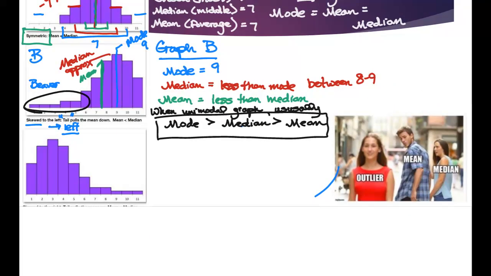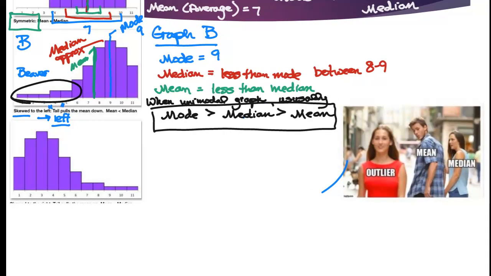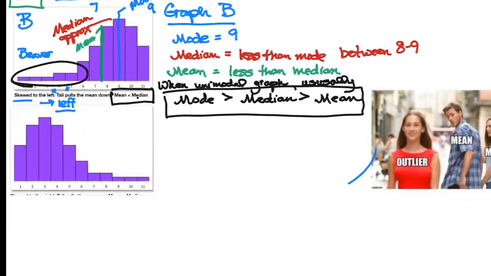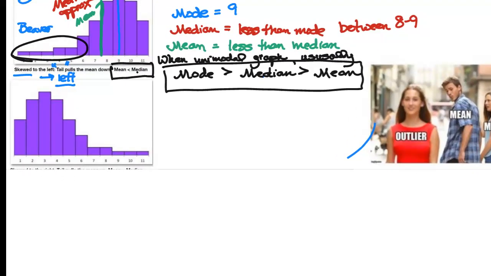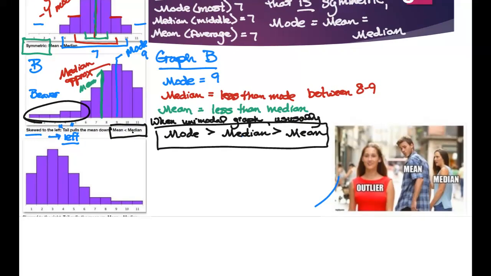All right. And like it says here, the mean is less than the median. And we have said that, but we are saying the median is bigger. Okay? All right. And let's look at graph C. So if graph B was skewed to the left, what do you think graph C is going to be? Skewed to the right.